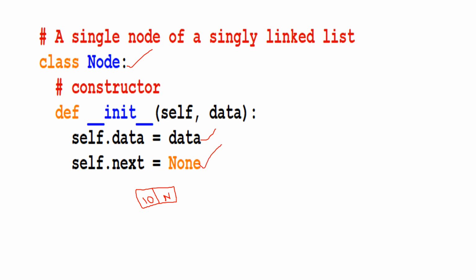There are two partitions, one is the data partition, the other one is None initially. After inserting one by one, we can store the address of the next node and establish the connection. But initially there is no next node, so make it null. This is the node structure that you can see.